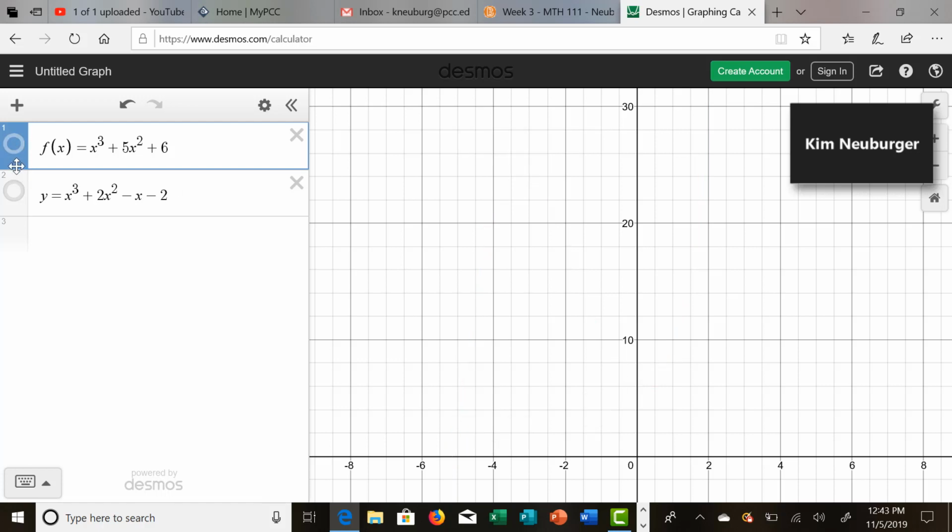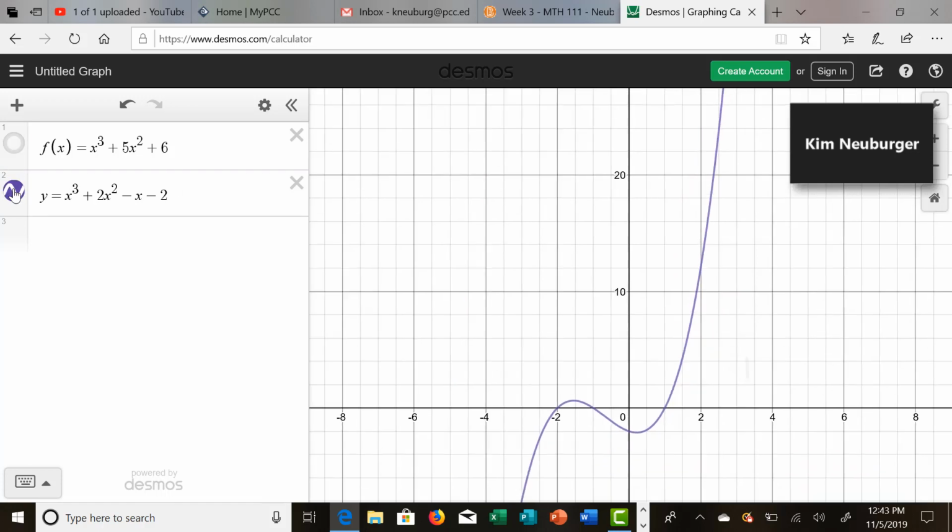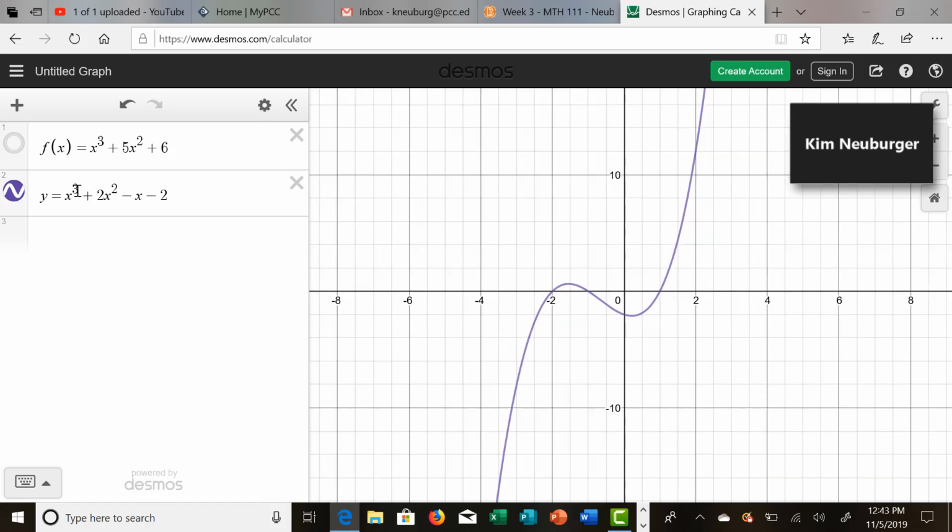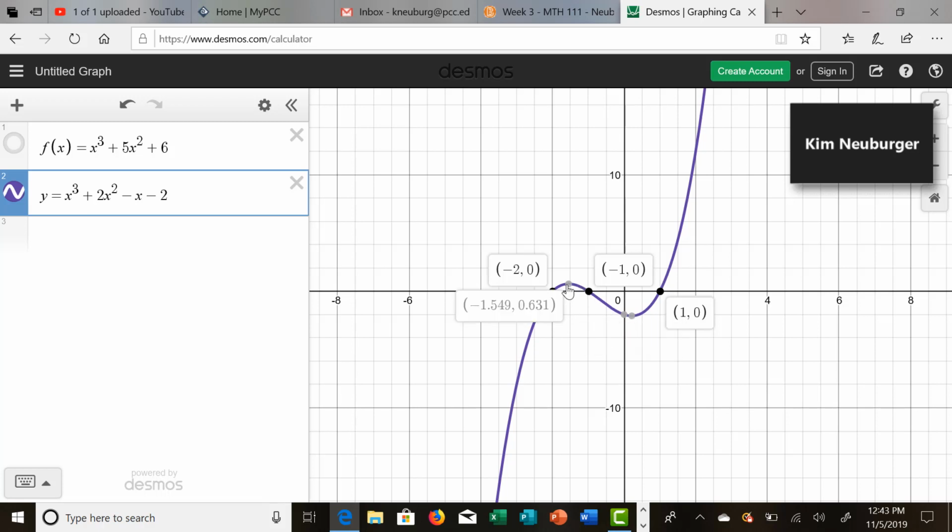Let's take a look at this one though. Notice that's still a degree 3 because our highest exponent is 3, but now we cross at 3 spots like this. We still have 1 less than 3 for how many hills and valleys. We have a local max right there at 0.631, and we have a local min right here at -2.113.